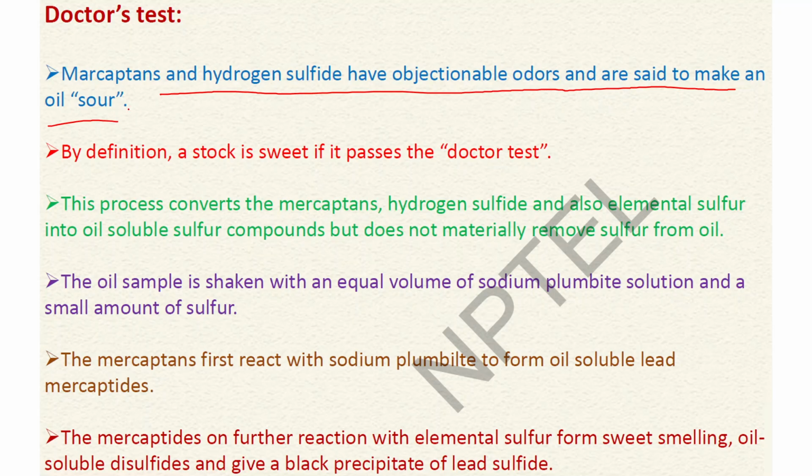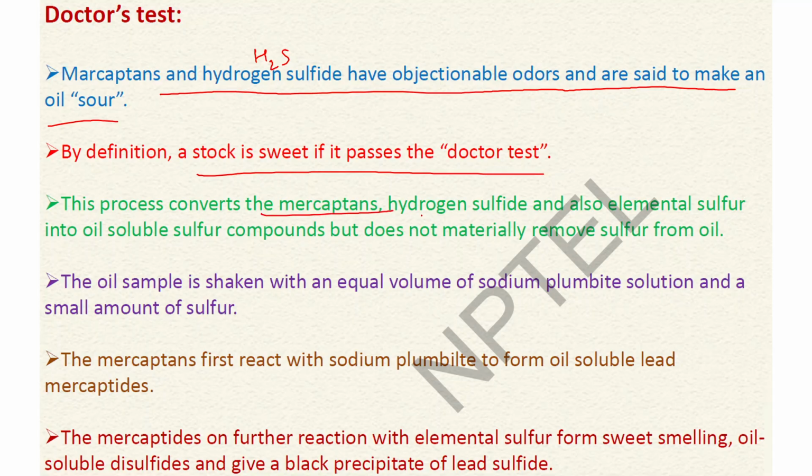So basically, as I told in the earlier classes, the sour crude oil mainly consists of H2S and mercaptans. Only if H2S and mercaptans are present in a crude oil sample will it have a foul smell, and we need to convert these mercaptans or H2S into sweet smelling products, or we need to remove these mercaptans and hydrogen sulfide from the crude oil. Basically, a stock is sweet if it passes the doctor's test. If it passes this doctor's test, then this stock is sweet. It does not have any foul smell.